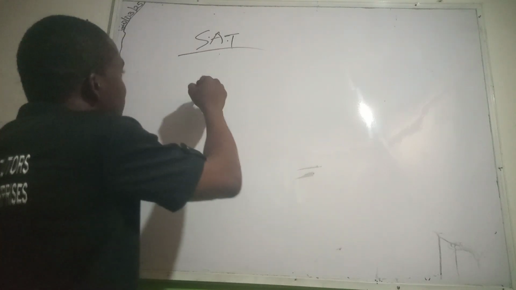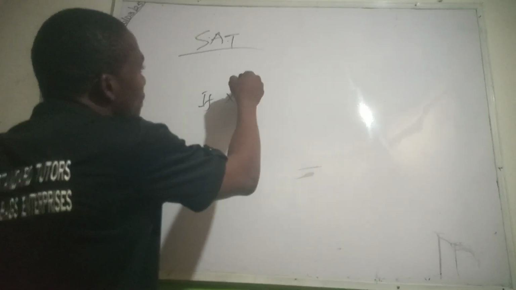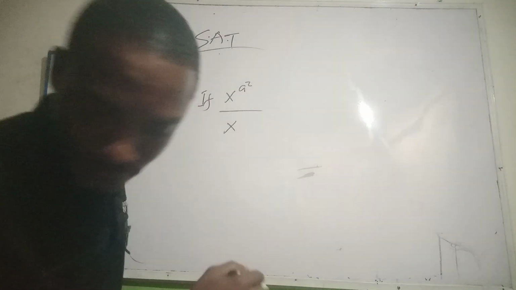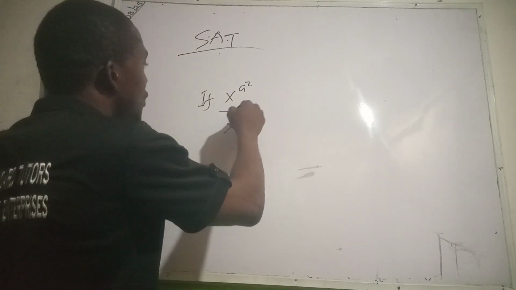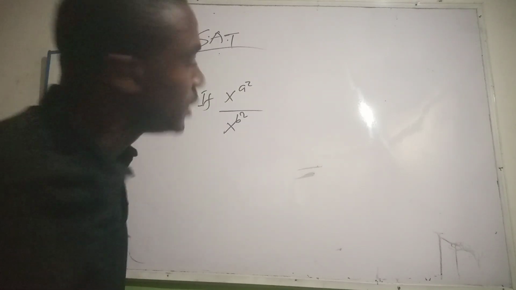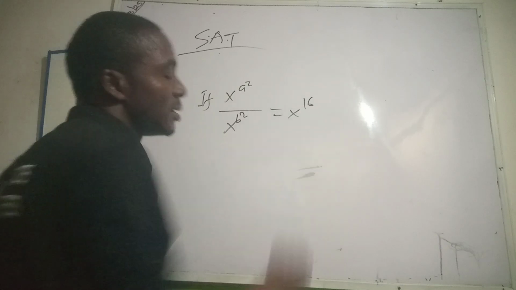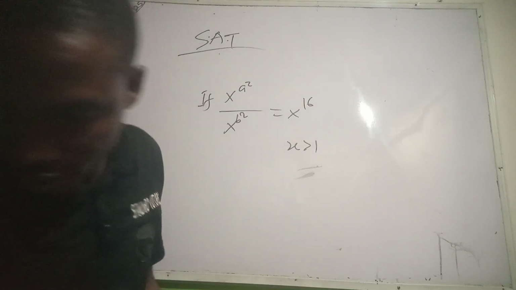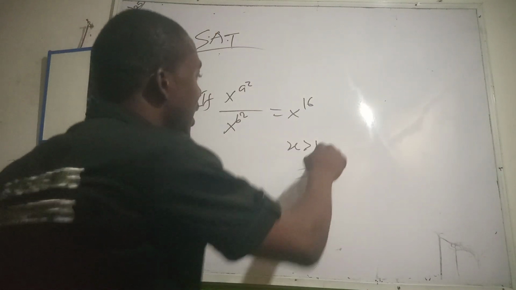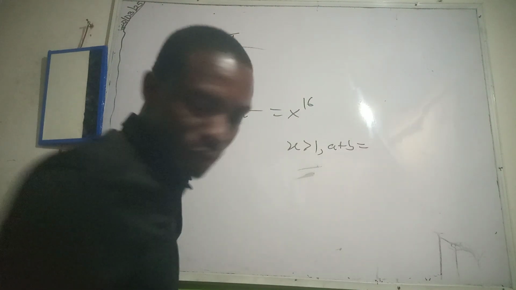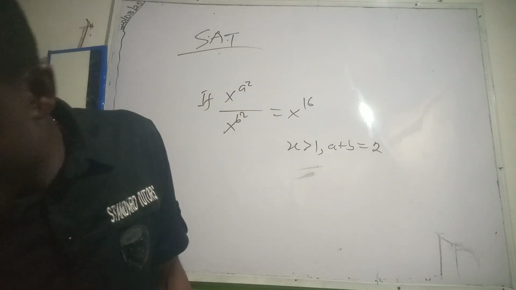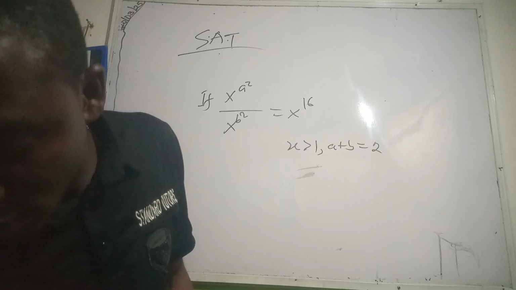We have, if x raised to power a2 divided by x raised to power b2 is equal to x raised to power 16, and x is greater than 1, and a plus b equal to 12. So what is the value of a minus b?